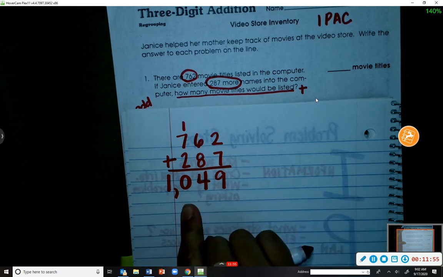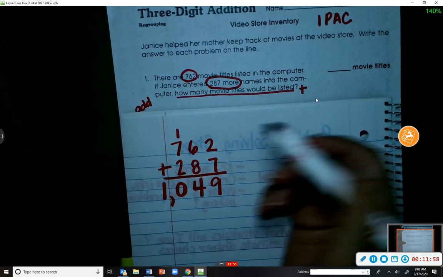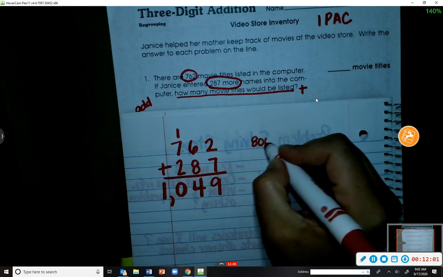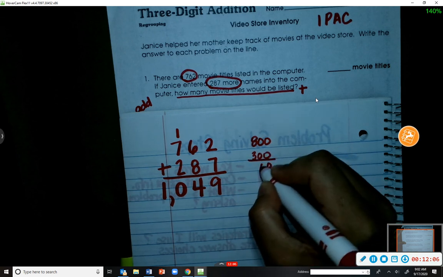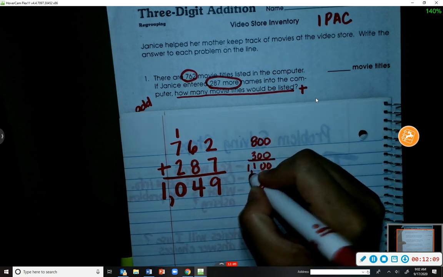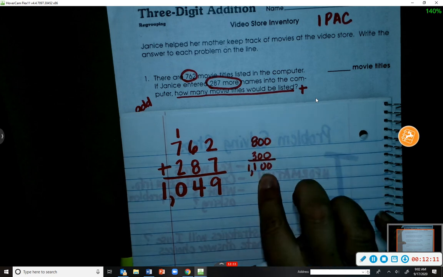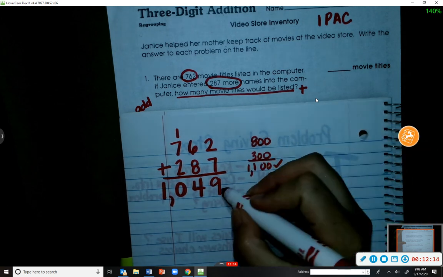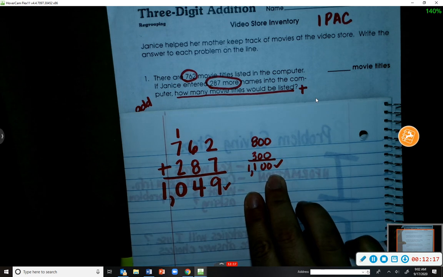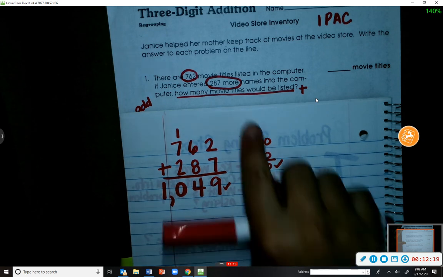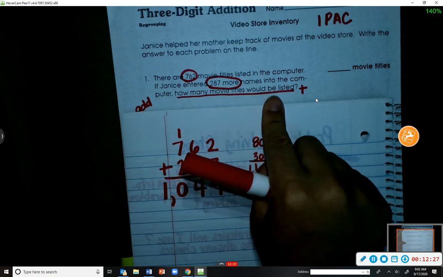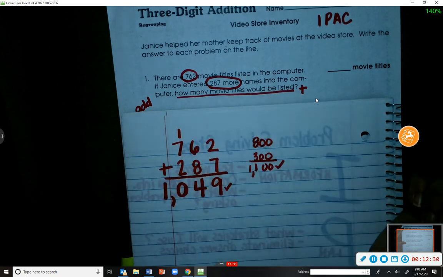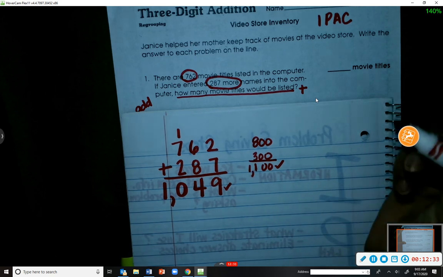Now real quickly I can check to make sure my answer is reasonable. If I round real quick, this is 800 and 300. 8 plus 3 is 11. So 1,100, I can see that, yes, this is reasonable. Both of my answers are pretty close to each other. Okay, so we checked our answer. We read again and make sure that it all makes sense. We're actually answering the question. It asked us how many movie titles will be listed, and it's talking about the ones in the computer. So my answer does make sense.